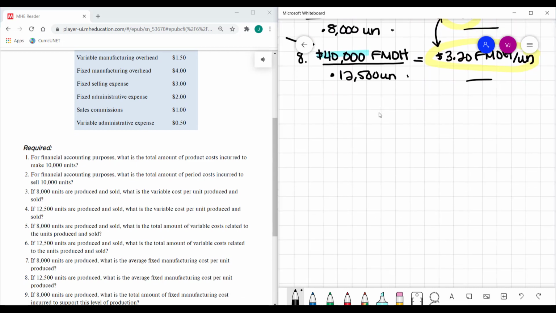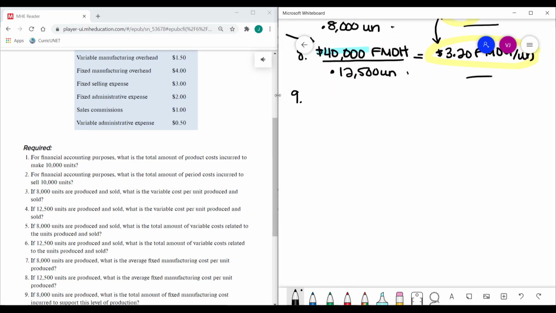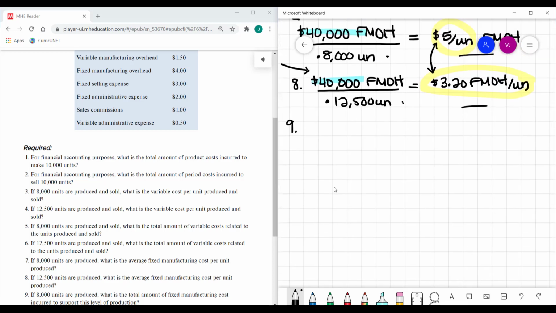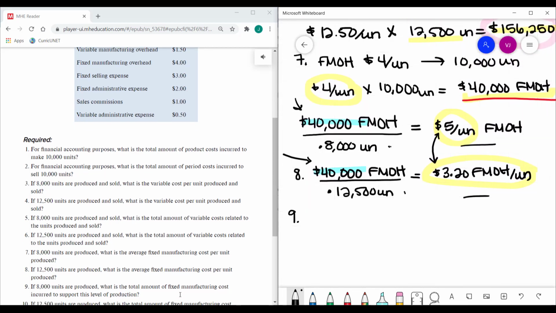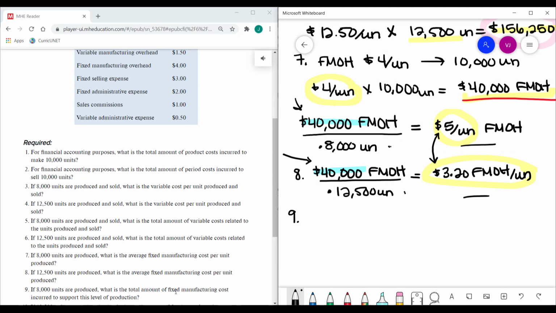All right, number 9 asks us, if 8,000 units are produced, what is the total amount of fixed manufacturing cost incurred to support this level of production? Okay. So it's not a trick question, and we don't want to overthink any of this, right? So the question is, if 8,000 units are produced, let me scroll back up here a little bit. If 8,000 units are produced, what is the total amount of fixed manufacturing costs? Total amount of fixed manufacturing cost incurred to support this level of production.